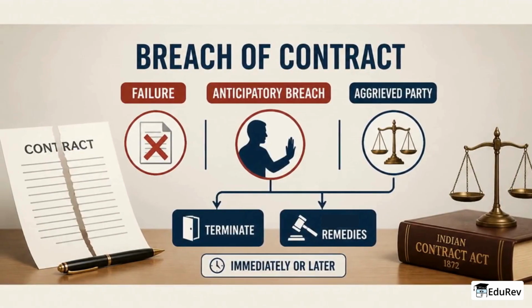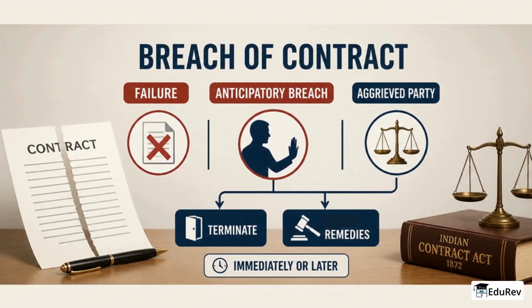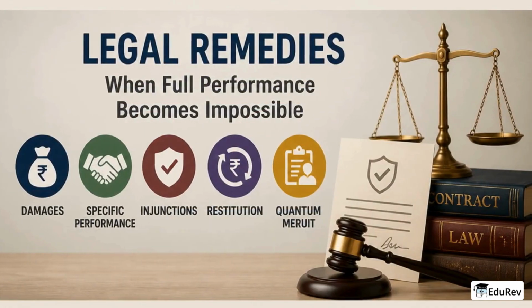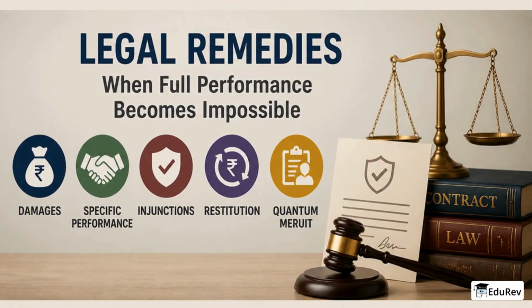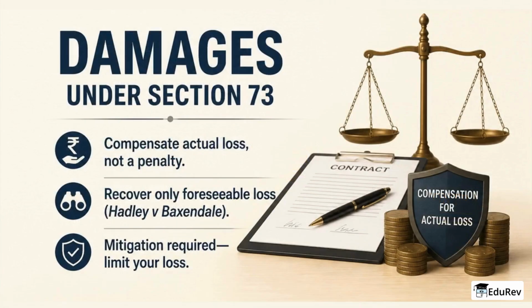Breach includes actual failure and anticipatory breach, where one party refuses beforehand, and an aggrieved party may terminate or seek remedies immediately or later. Remedies include damages, specific performance, injunctions, restitution, and quantum meruit to compensate for work done when full performance is impossible. Damages under Section 73 aim to compensate actual loss, with rules from Hadley v. Baxendale limiting recovery to foreseeable losses and requiring mitigation.